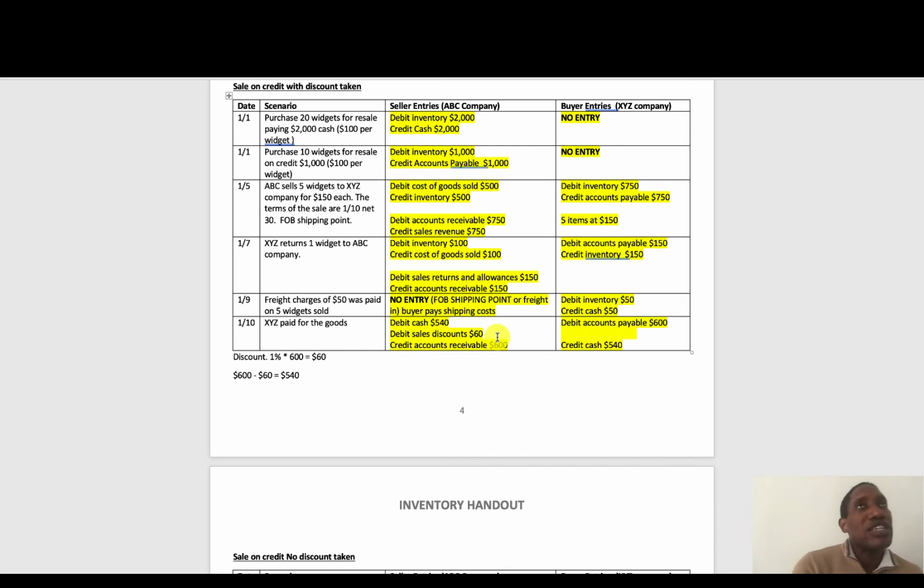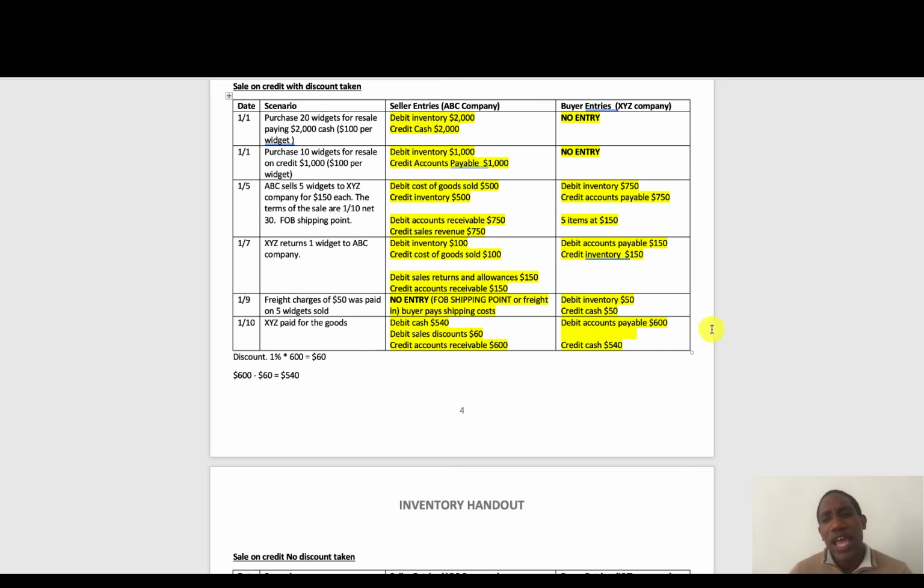So whenever you give a discount to a customer, you're going to debit sales discount for whatever that amount is. And it's a contra sales account. So you have gross sales minus any sales returns minus any sales discounts, and that's the true sales for an organization. So here you have debit cash, debit sales discount, credit accounts receivable.